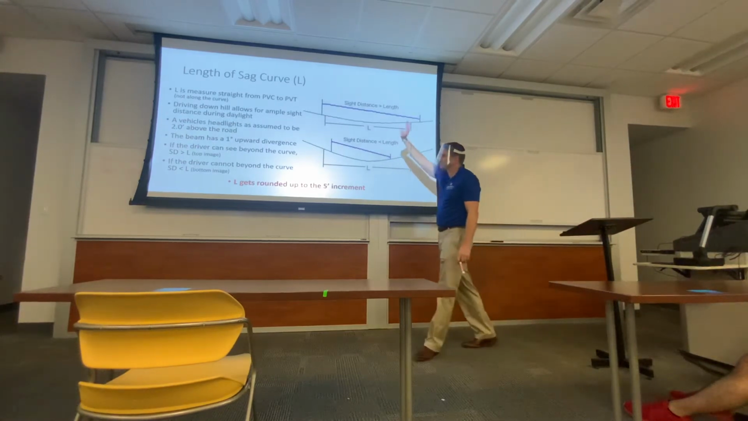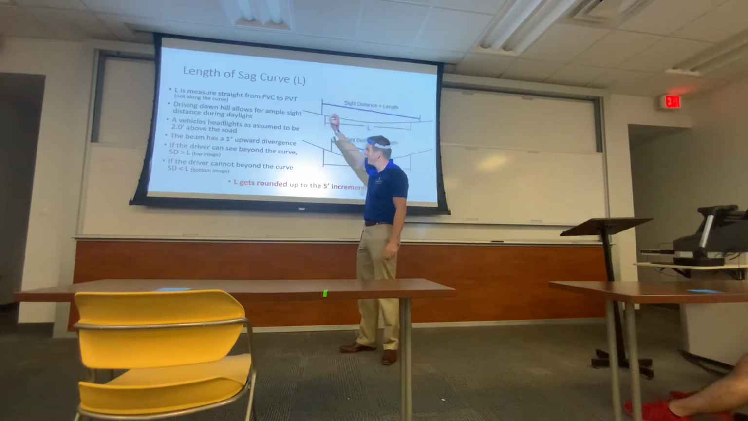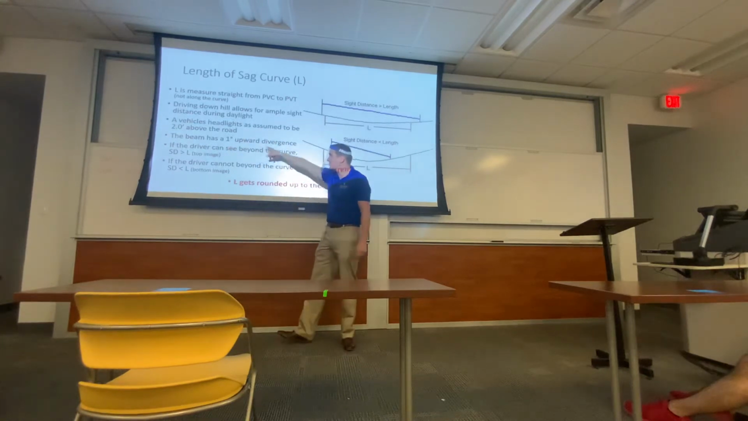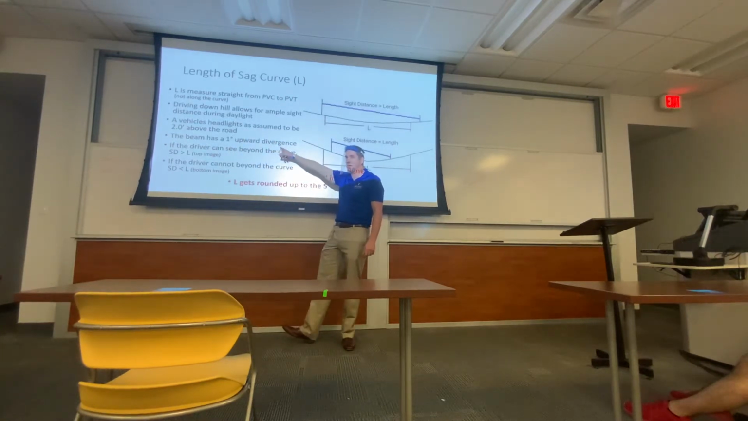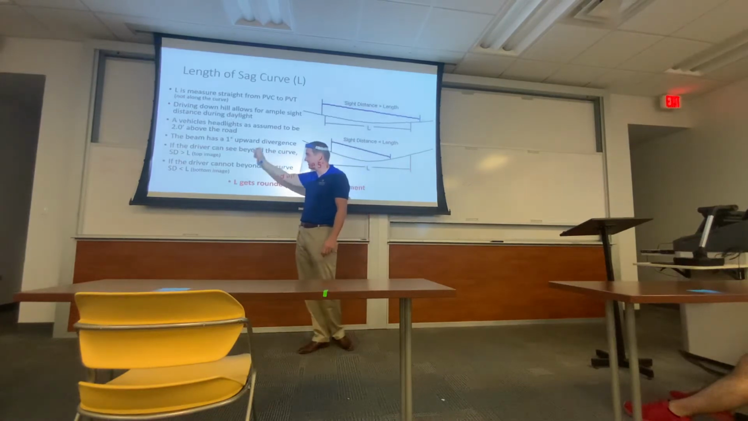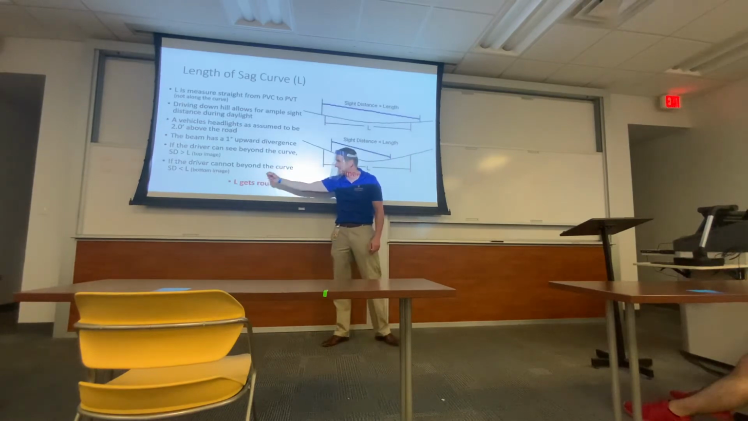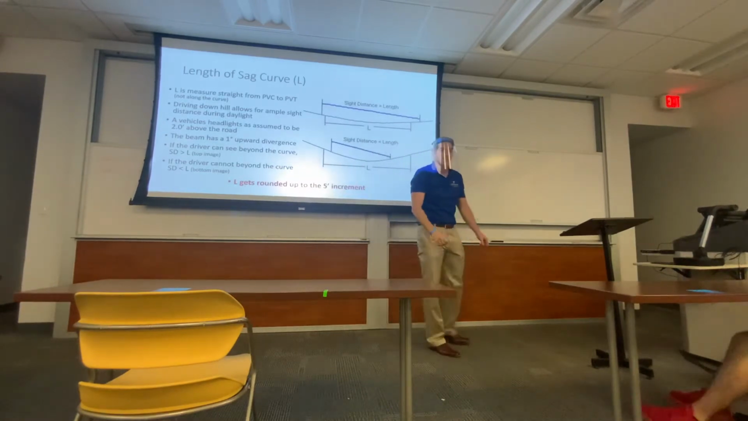Sag curves. Same definition, allows downhill ample sight distance. A vehicle's headlights are assumed to be at 2 feet above the road. The beam is assumed to have an upward divergence of 1 degree. If the driver can see beyond the curve, the sight distance is greater than L. If the driver cannot see beyond the curve, the sight distance is less than L.